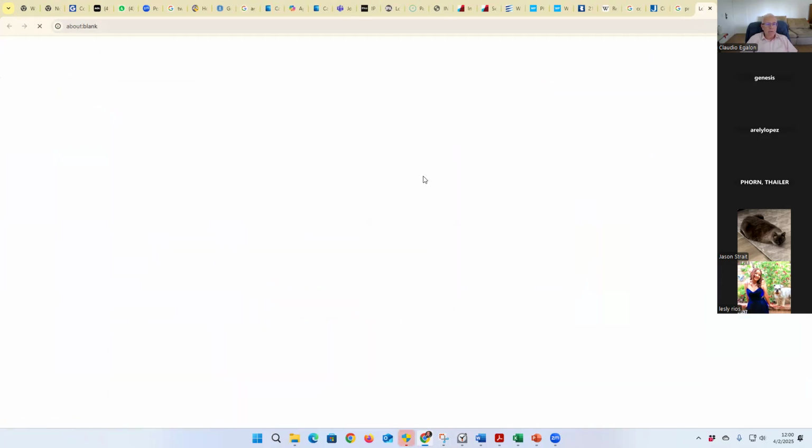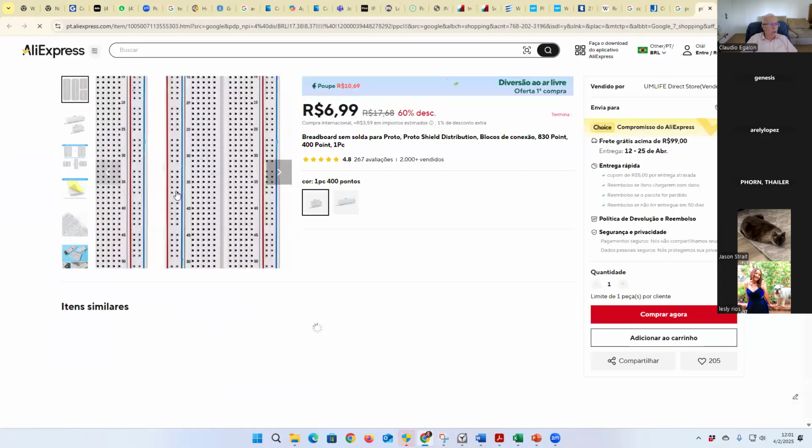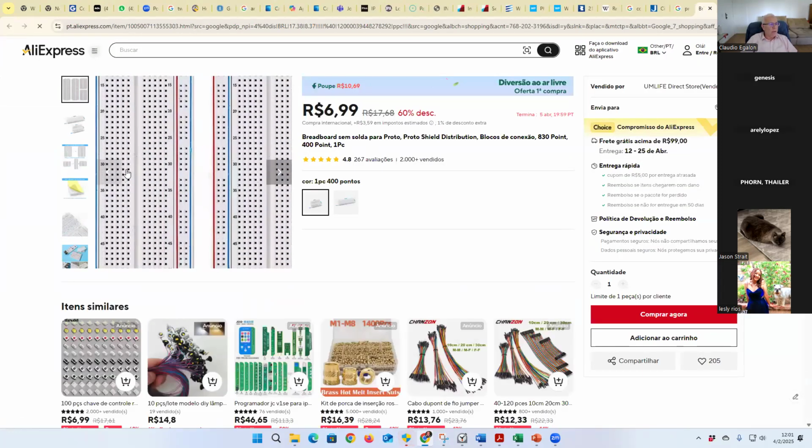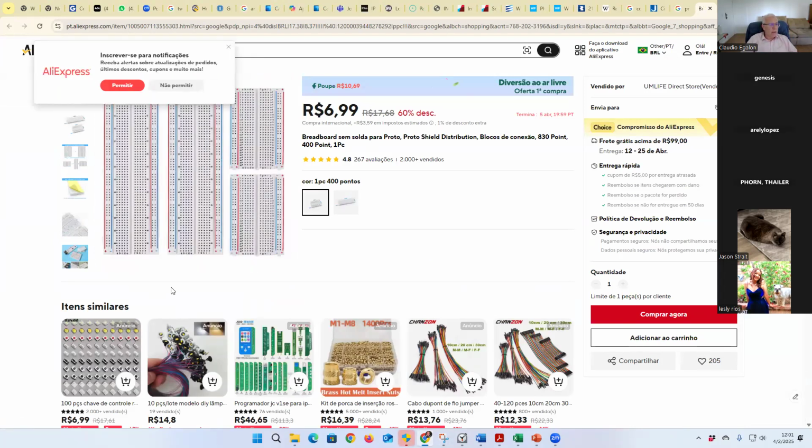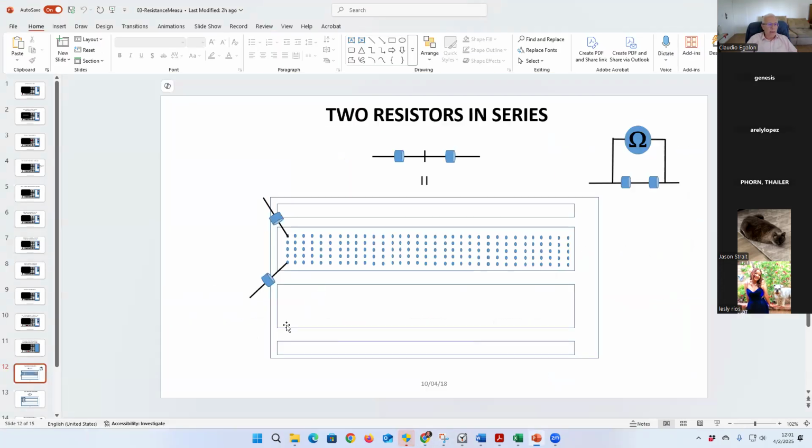There are a bunch of sizes. They are full of holes. Those holes are used to insert the resistor into them. Very similar to what I did here. If you insert one resistor in this column and the other resistor in the same column, they are connected. It means that those 2 leads are electrically connected to each other. Okay?